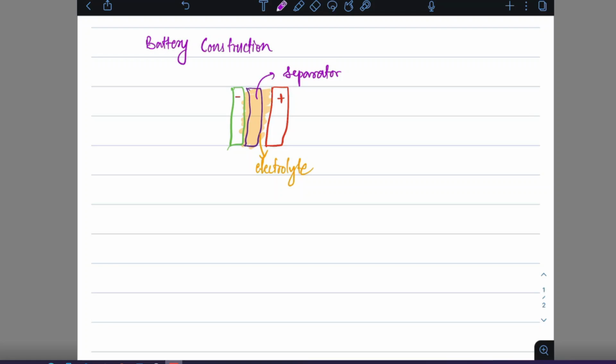The separator's job is to keep these two electrodes essentially separate from each other. The battery essentially starts as a sandwich of these three so-called handkerchiefs, and then it is folded again and again, one on top of the other, so that the two electrodes do not touch each other.